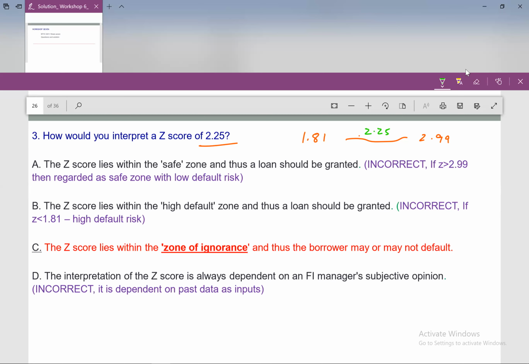No, it's incorrect. If it is above 299, granted. The Z score lies within the high default zone? No, high default is when you are less than 181. And the Z score lies within the zone of ignorance. Somebody would ask, what is this zone of ignorance? And thus the borrower may or may not default. We call it the zone of ignorance, which means it's up to your considerations.